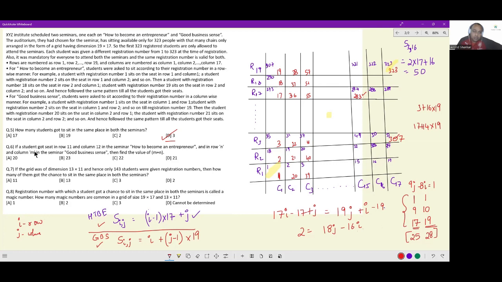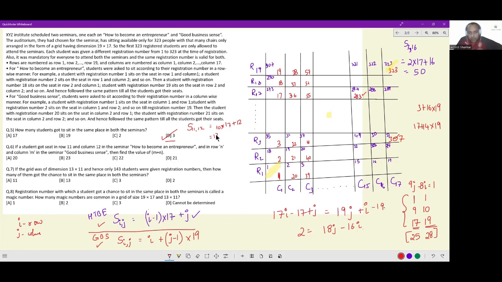Next, if a student got a seat in row 11 and column 12, so he's got 11, 12 in the seminar How to Become an Entrepreneur, and in row N and column M in seminar Good Business Sense, then find the value of M plus N. Seat 11, 12 in How to Be an Entrepreneur. So his registration number I can figure out will be 10 into 17 plus 12.